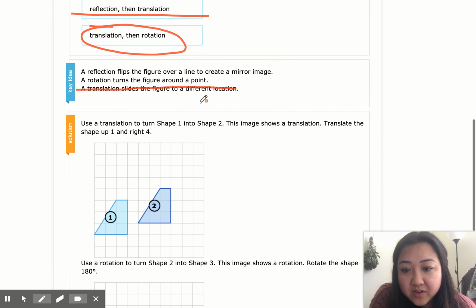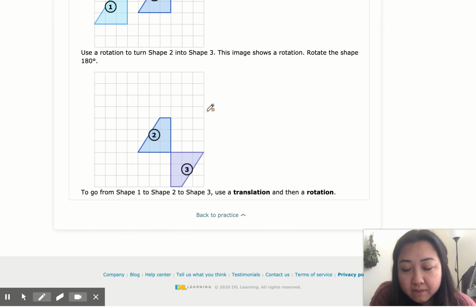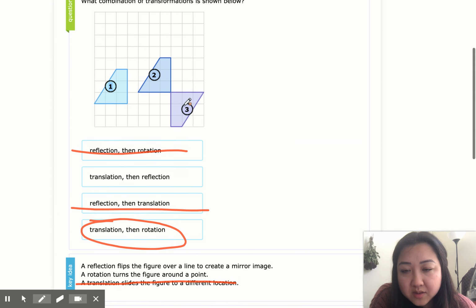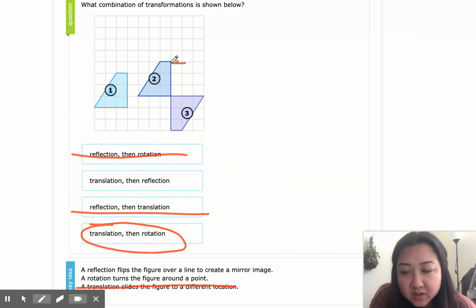If it's a reflection, it would look something like this. All right, that's a reflection. Or you could also reflect it over here. Oh, my drawings are going to be horrible. All right, so we know it's not a reflection.